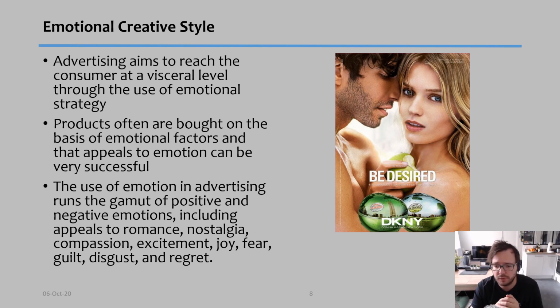Typically, most perfume advertisements that we see are emotional creative style because they try to wake up certain emotions in us. For example, this advertisement from DKNY says be desired. So therefore it's trying to wake up positive emotions of romance, of love, or feeling attractive, and so on.